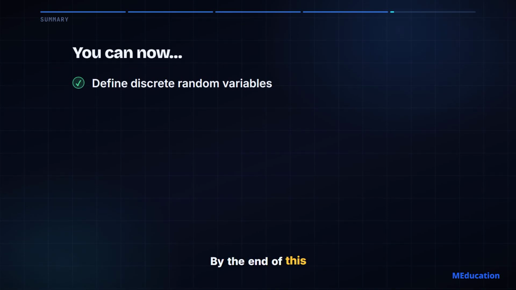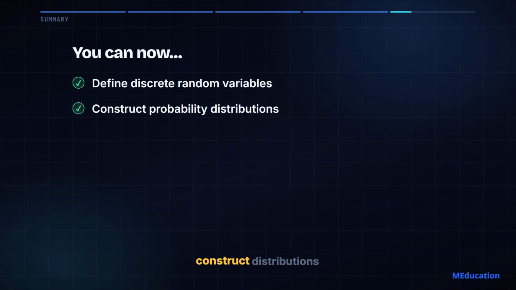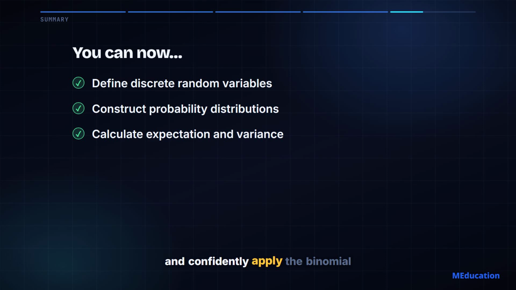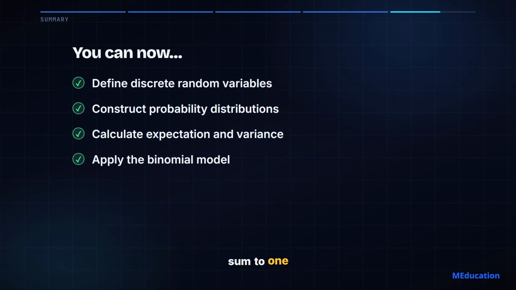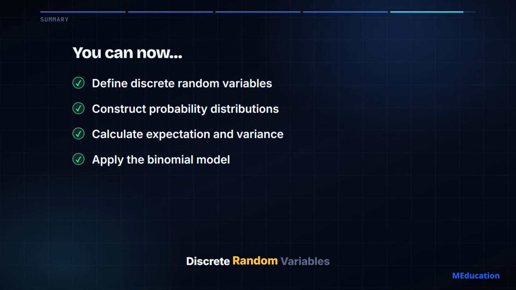By the end of this unit, you will have a complete toolkit for statistical uncertainty. You will be able to construct distributions, calculate expectation and variance, and confidently apply the binomial model to real-world scenarios. Remember, always verify your distributions sum to 1, parameterize your models early, and state your assumptions clearly. You are now ready to dive into the first topic, discrete random variables.